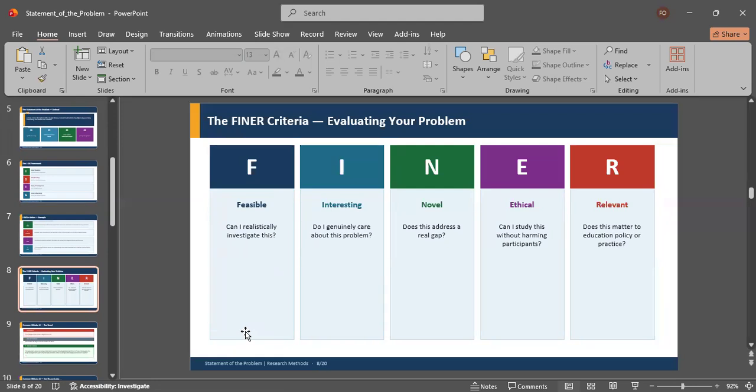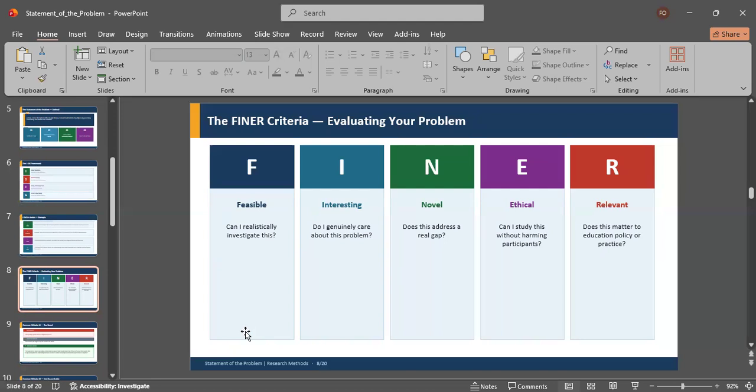FINER. So the F is feasible. Can I realistically investigate this? So what I've written so far, is it something that is realistically achievable? Then I is interesting. Do I genuinely care about this problem?